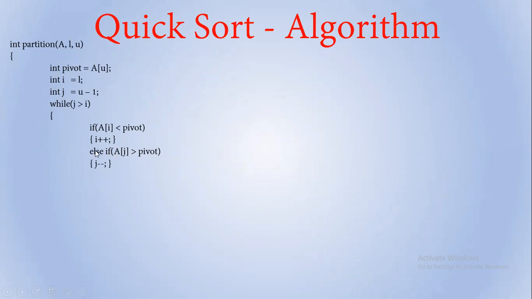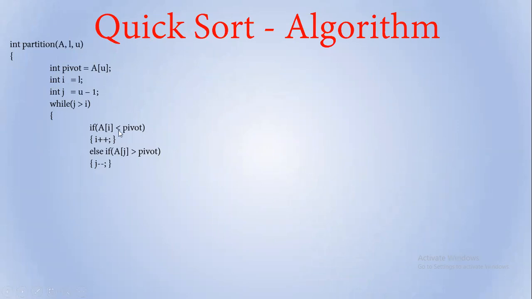So what we are going to do is, if this is not true, if the rightwards element is greater than pivot, then we are going to decrease that index value. So this i and j stand for array indexes. So we are going to decrease that one.